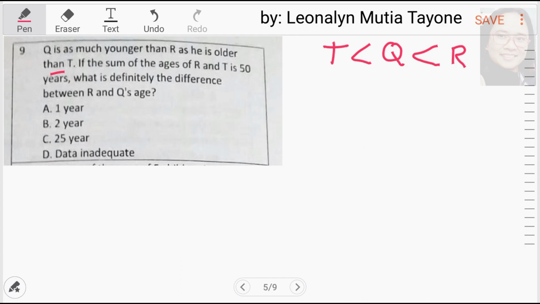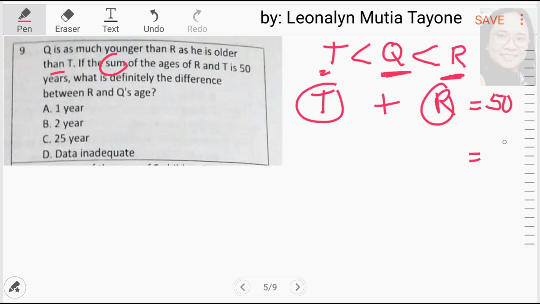If the sum of the ages, when we say sum, i-add natin. Si R daw at saka si T is 50. Ganito yan. T plus R equals 50. What is definitely the difference between R and Q's age? Kung sa 50 lang, ito lang ang i-think natin ha.